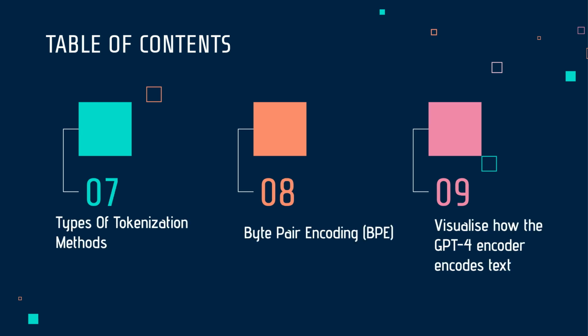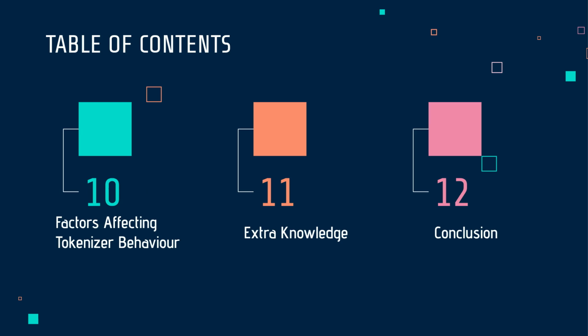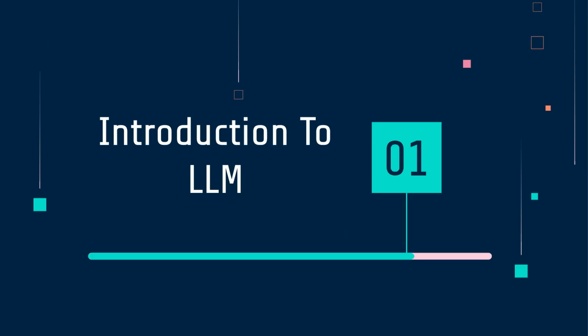Okay, and then we'll look at the different tokenization methods. We'll look at one of the most famous, which is the Byte pair encoding method, and then we'll visualize how the GPT-4 tokenizer encodes information within text. Okay, and then look at the different factors affecting how the different tokenizers behave, and then we'll have some little add-on knowledge, and then that will be the end of this video. Okay, so let's jump into the first part, which is basically understanding an LLM.